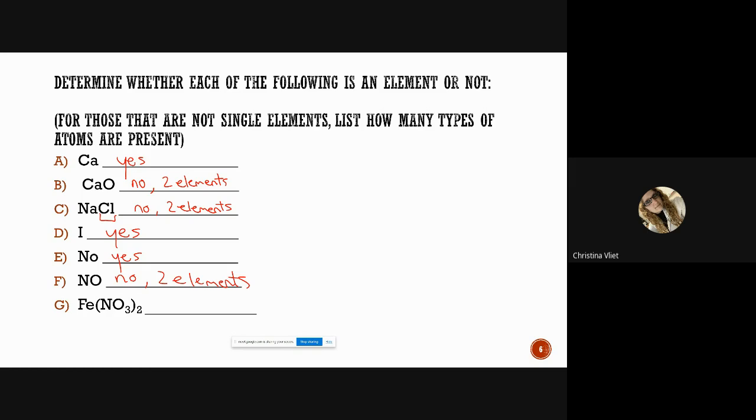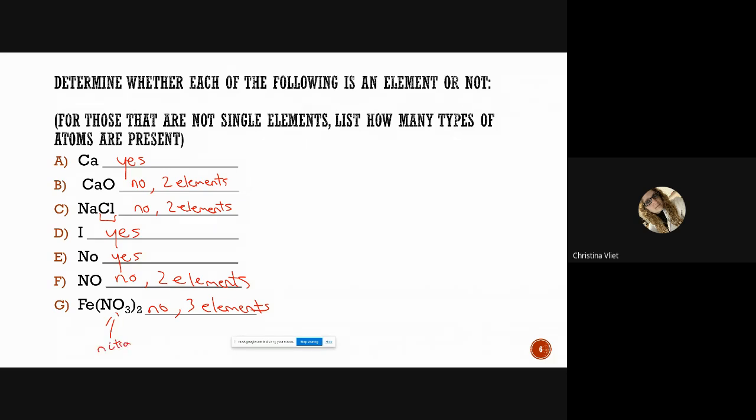Fe(NO3)2? No. How many elements here? 3. Bonus points again. What's this thing inside of the parentheses? Polyatomic ion. You know the name? Nitrate.